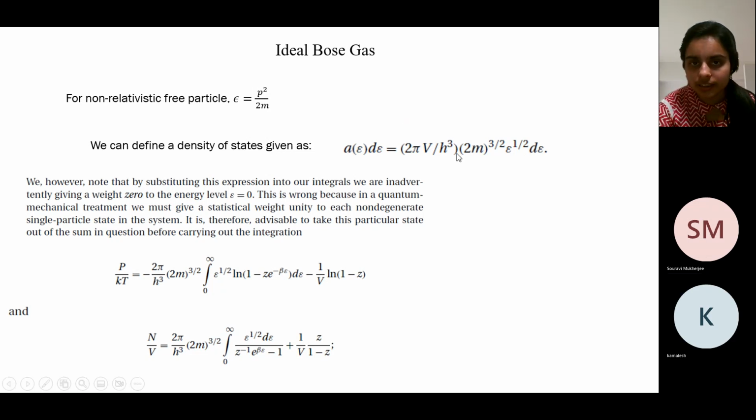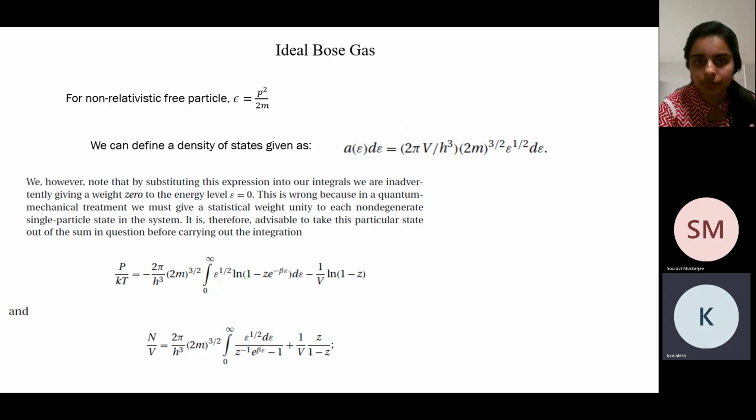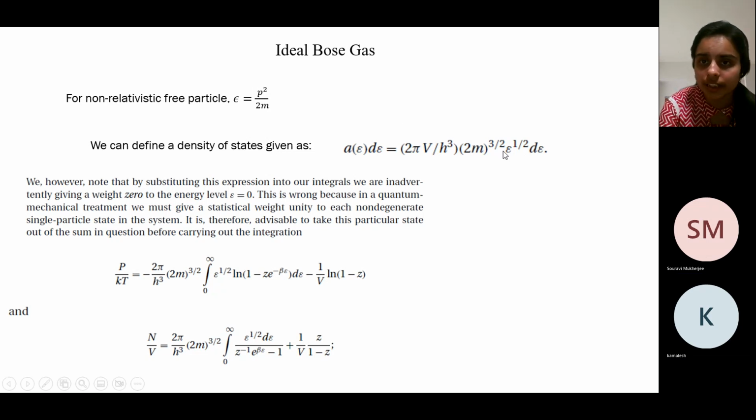So what this density of states is telling you is that when epsilon equals 0, that is the zeroth energy state, your density of states is 0. But is it necessarily true? No, right? You can have particles in the zeroth state. And we had seen that for the Bose-Einstein condensation, you can have a large number of particles in the zeroth state. So it is not physically correct to ignore the epsilon equals 0 term, right? When you are writing the expression for any thermodynamic parameter, you do have to consider the case when epsilon is equal to 0.